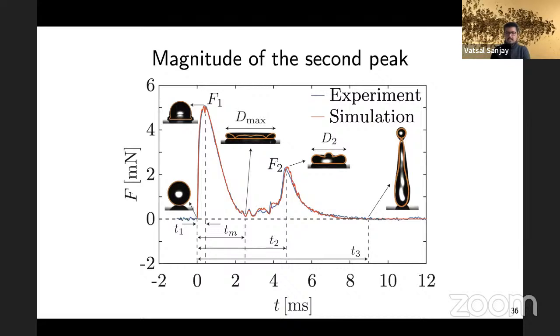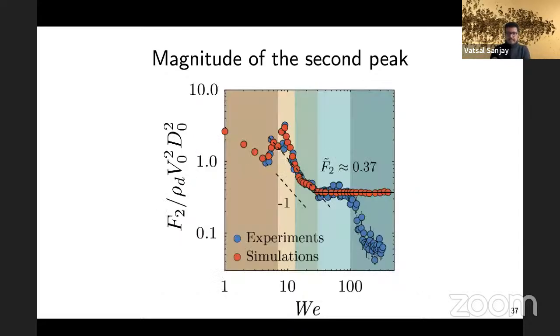But the next question is, what sets this F2? And in fact, we can plot that F2, compensated with the inertial time scale, again as a function of Weber number, and we get something like this. And I'm going to walk you through these different shaded regions in this plot.